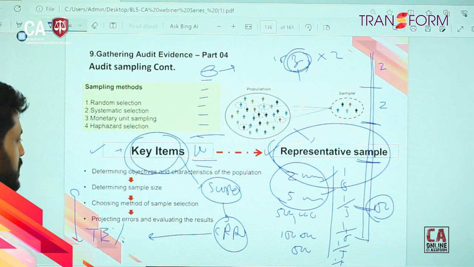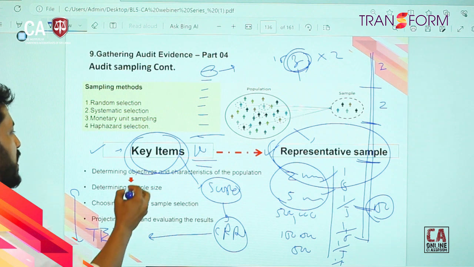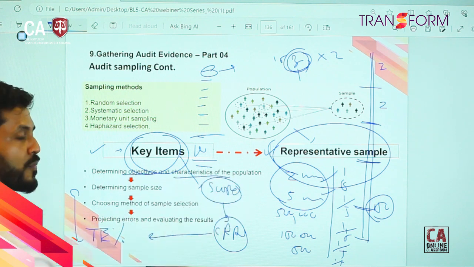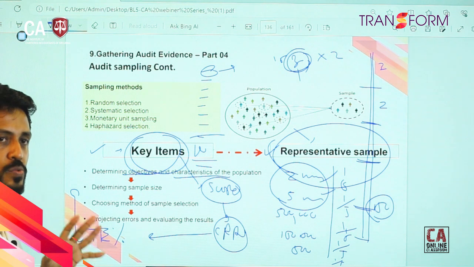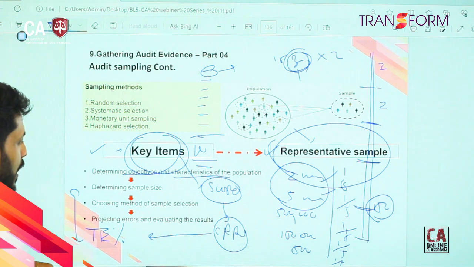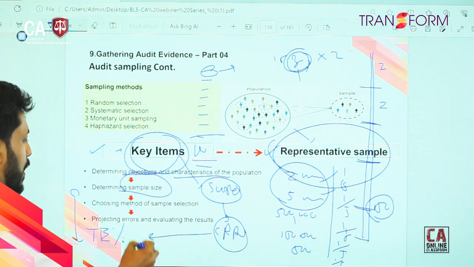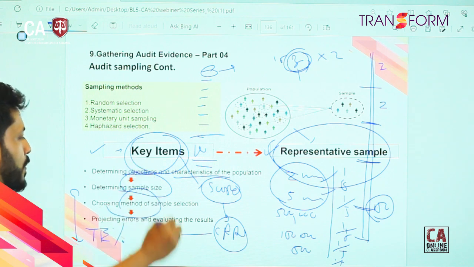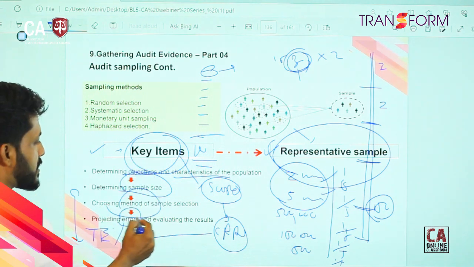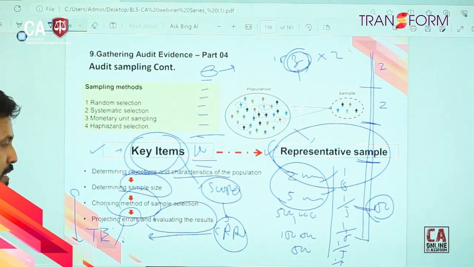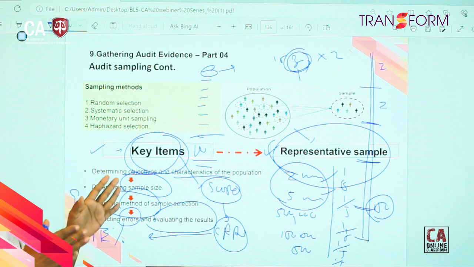Once you are doing the sampling process, you need to determine the objective characteristics of the population. You should identify and understand that first, right? Then determine the sample size, choose the sampling method, project the errors and evaluate the results. So this is the sampling process. Whatever procedures you are doing, you do on a sample basis, right?